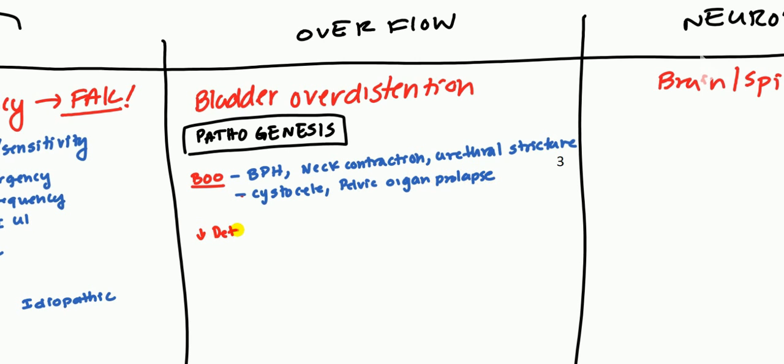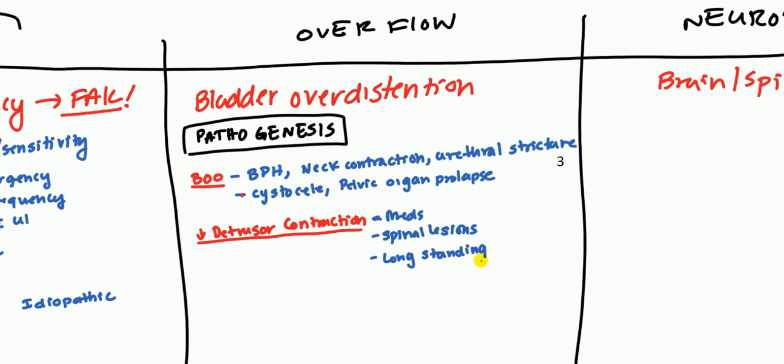The other one can be decreased detrusor contraction, and these can be medications that weaken the muscles generally. It can be due to some type of spinal lesion, which decreases the signal going to the detrusor muscle, and even long-standing overdistension. What happens is when you have overdistension of the bladder for a really long time, the muscles get distended and they can no longer contract correctly, and so that can also lead to overflow incontinence.